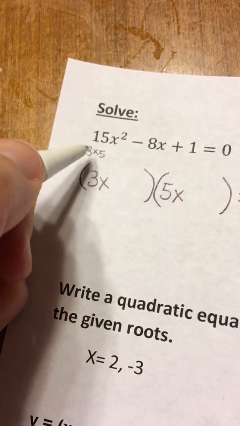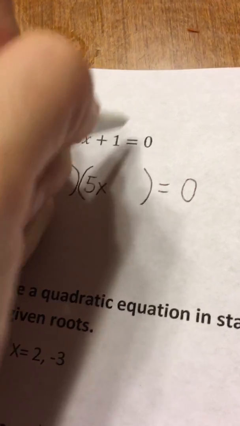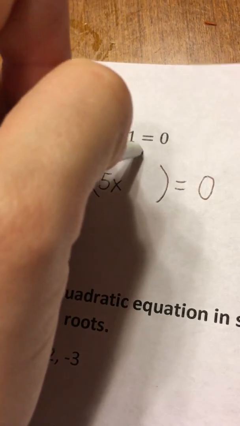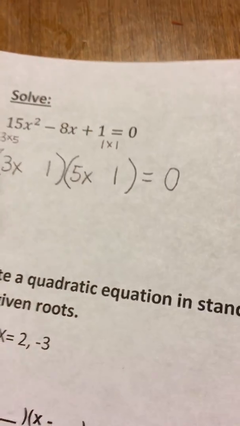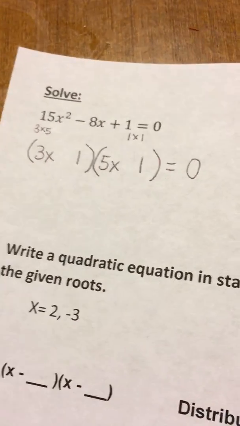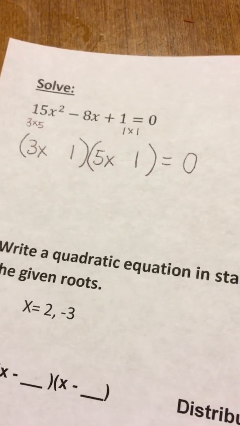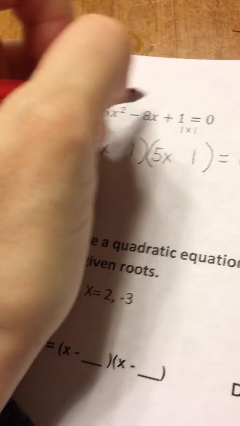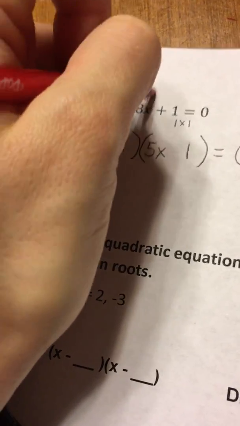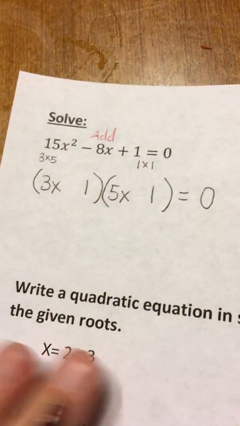So you look at the first number. Then you look at the last number, 1. The only way to make 1 is 1 times 1. So these have to be 1s in here. Now if we check with FOIL, we've all used FOIL before. If we check this, it's like, where does this 8 number come in? We have to check and make sure we can add up to this -8.